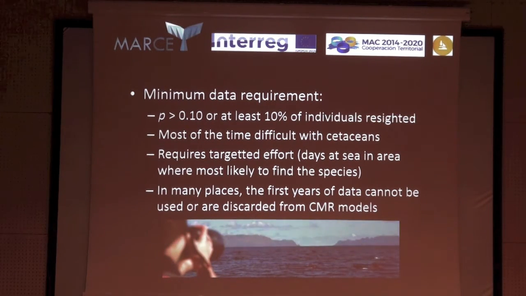So there's a minimum data requirement. The P, which is our capture probability, has to be at least 10%. That means that at least 10% of the individuals that you have sighted on one occasion have to be resighted on the next occasion. A lot of the time this is actually difficult, especially in areas where you have a lot of movement of individuals going through your area. But sometimes it can be very easy.